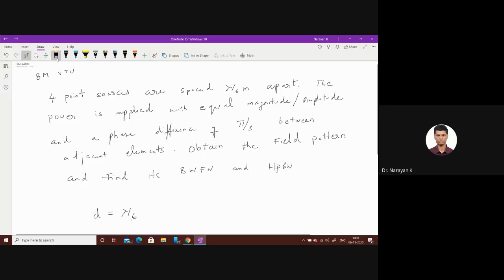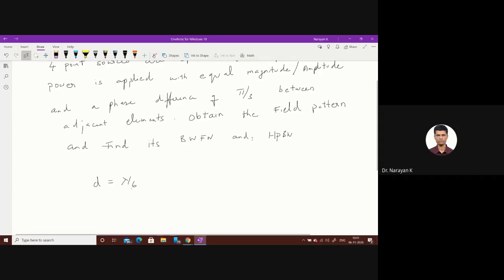Listen here. This phase difference of pi by 3 is neither a broadside array nor an end fire array. For an end fire array it should be a 180-degree phase shift, so pi by 3 is not that. So you can't apply either the broadside array formula or the end fire array formula for this kind of problem. Is it clear? Yes, sir.